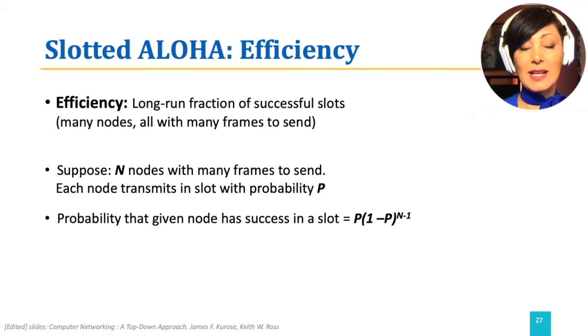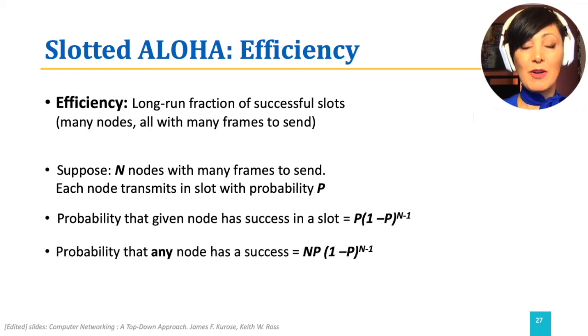The probability that any one of n nodes has a success is np times (1-p) to the power of n-1. Therefore, when there are n nodes that are active and have frames to send, the efficiency of slotted Aloha is np(1-p)^(n-1).